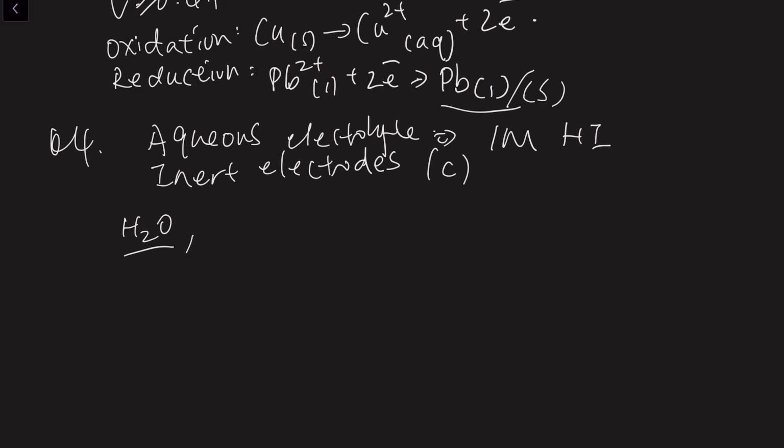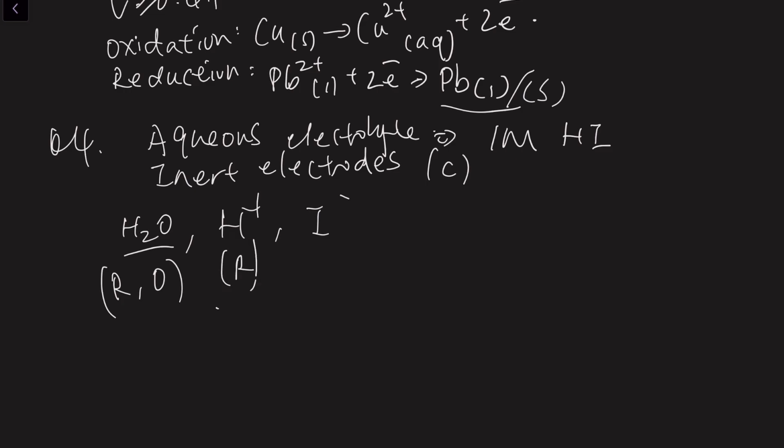Usually, whenever you see this case, you need to be very careful, because there are so many possible reactions that water can undergo. We also have H plus ion, I minus ion. That should be everything we have. Water can undergo both reduction and oxidation. The H plus ion can really only undergo reduction.